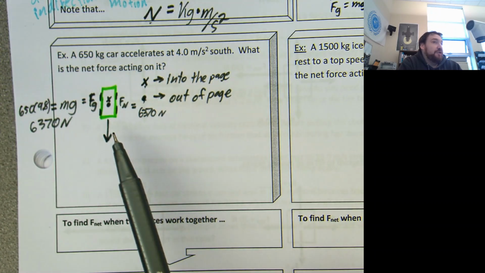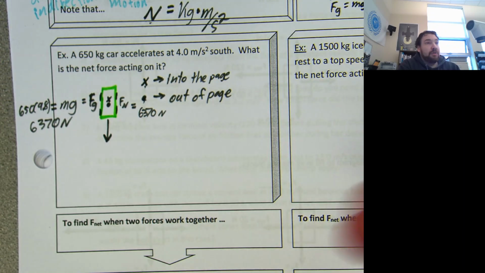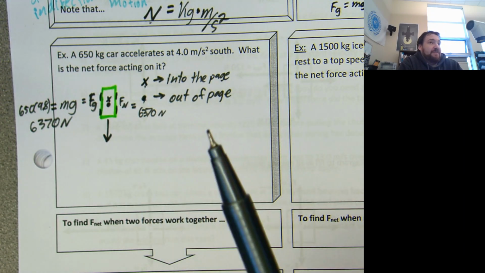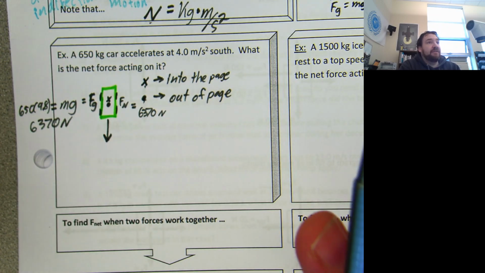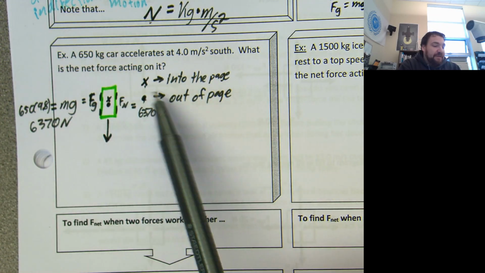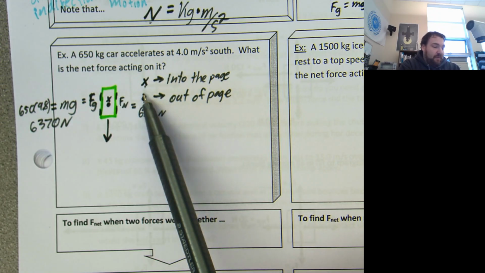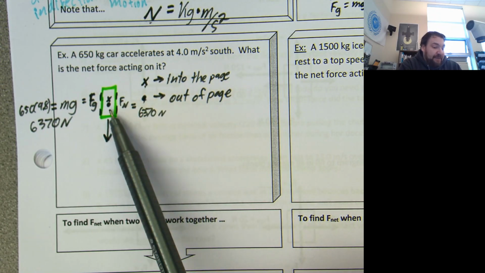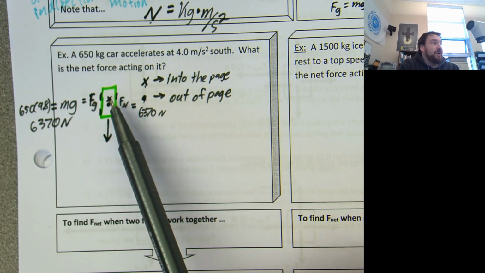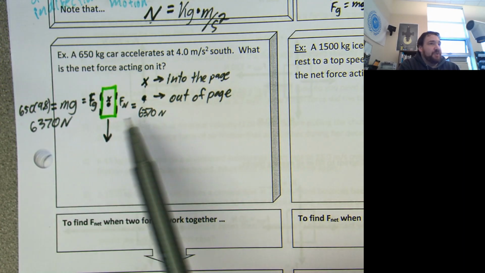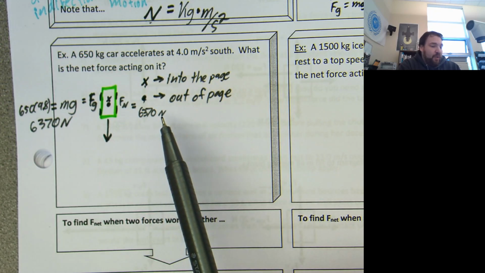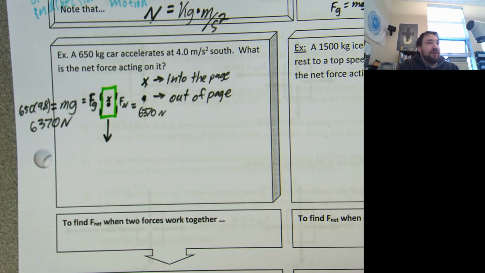You choose. Do you want into the page to be negative or out of the page to be negative? It's totally arbitrary. So because we've got these symbols here, we know Fn is out of the page. We know Fg is into the page. We don't actually need to say which one's positive and which one's negative at this point. We've got the direction there already.